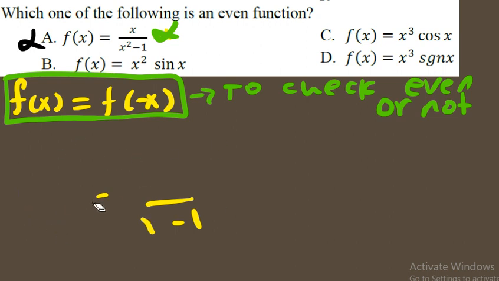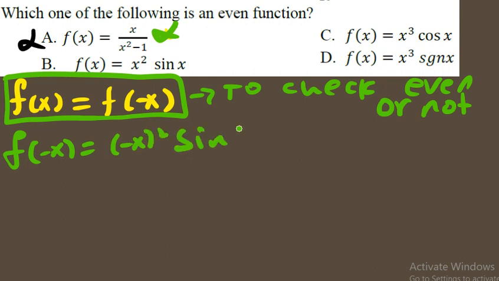When you go to B, again the same. I'm going to do the same. Actually, even in B, by observing, x square is even, sin x is odd. Even times odd doesn't give you even. But check it again: f of x, f of negative x. We are going to substitute negative x. It will be negative x square, then sine of negative x.